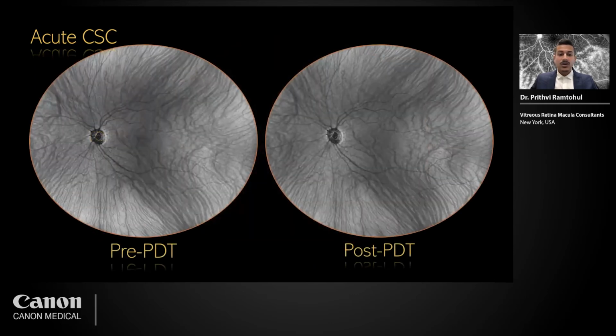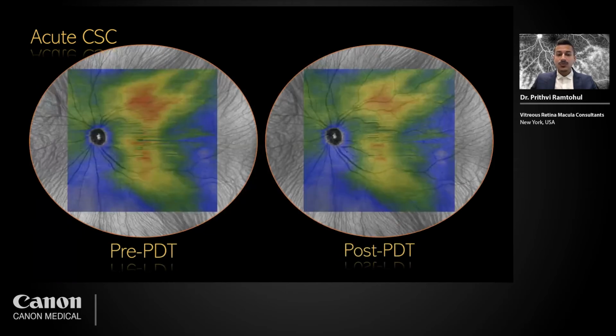However, if you have a look at the choroidal thickness map, you can clearly see the reduction of the choroidal venous congestion. And I believe that this imaging modality may be a more accurate parameter for evaluating therapeutic intervention in CSC patients.